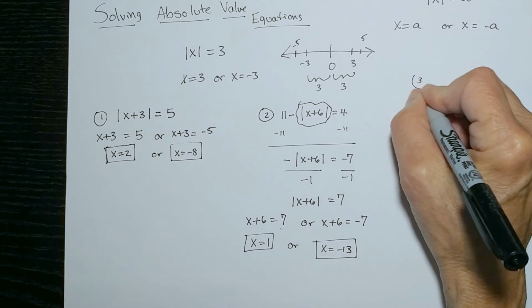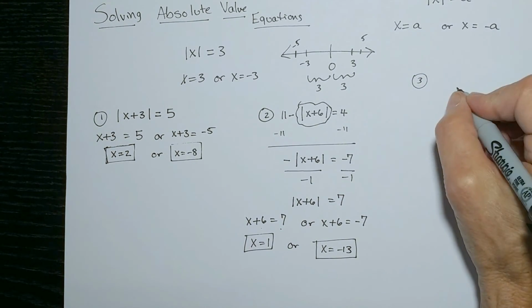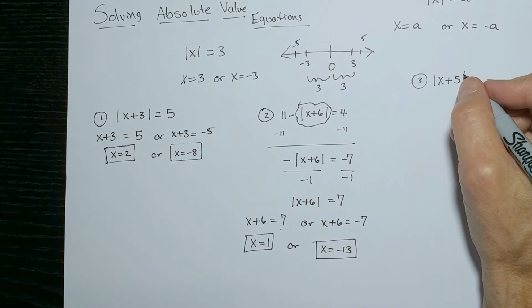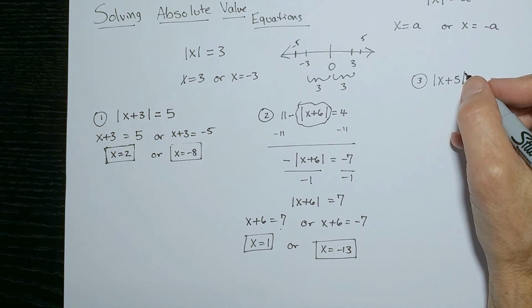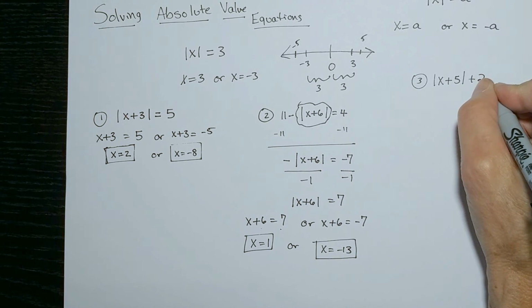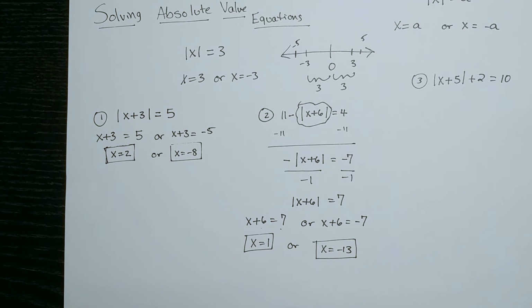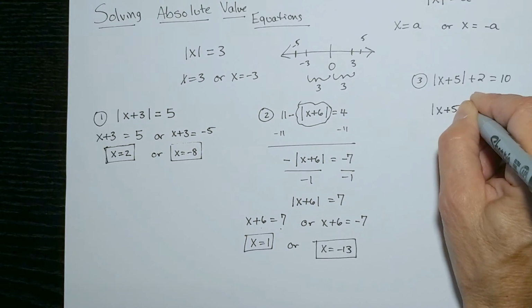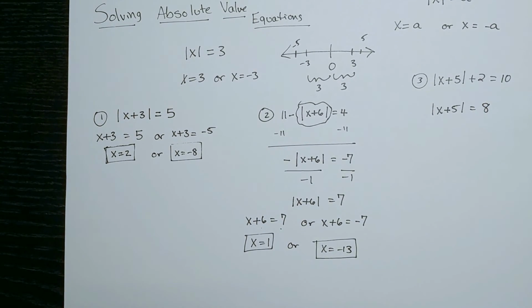All right, the third example we're going to do is if they give us this one, the absolute value of x plus 5, plus 2 is equal to 10. Let's solve this one. We have to first isolate the absolute value expression, which is x plus 5. So we need to subtract 2 from both sides of this equation. We get the absolute value of x plus 5 is equal to 8. Now this looks like this, so we're ready to apply the rule. Remove the absolute value expression and set up your two equations.